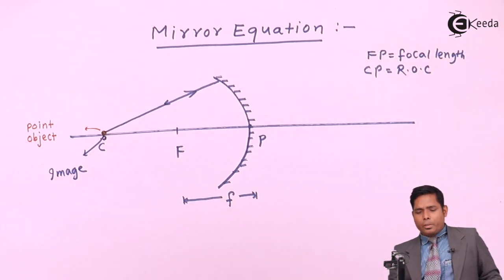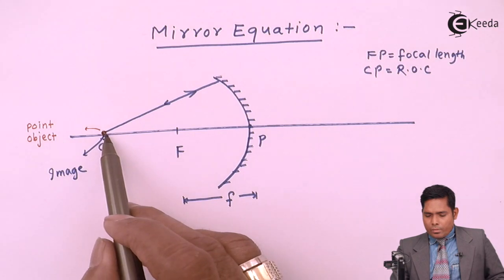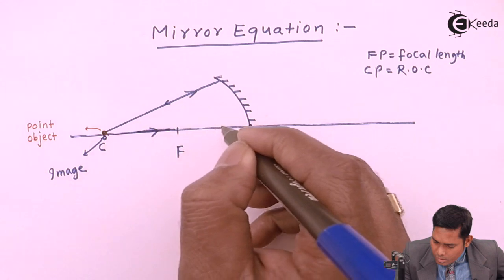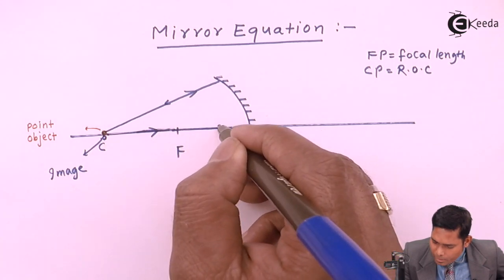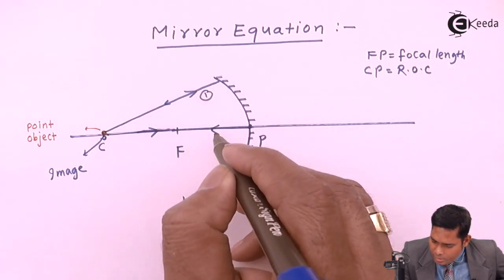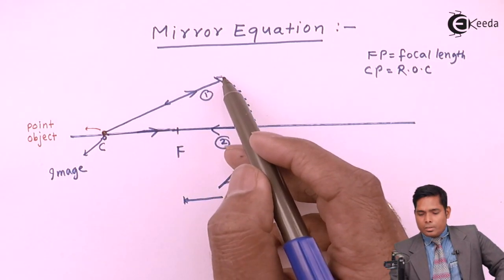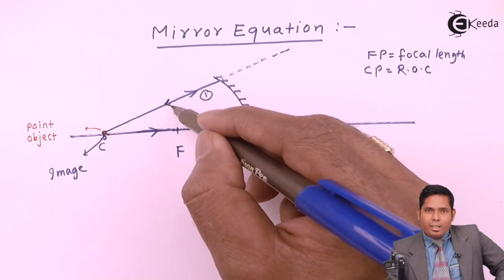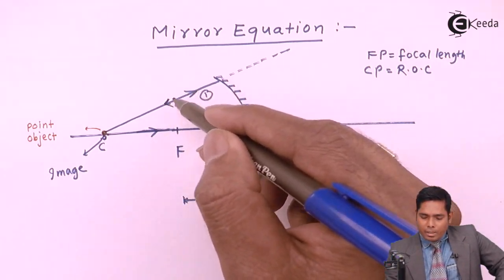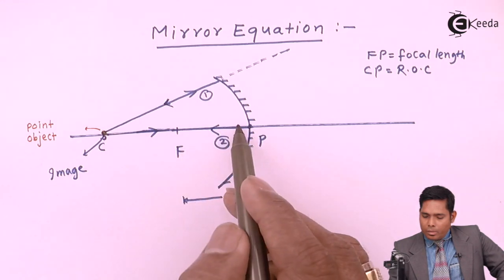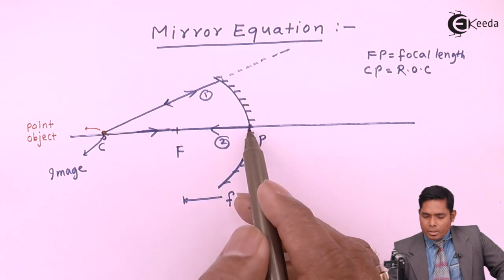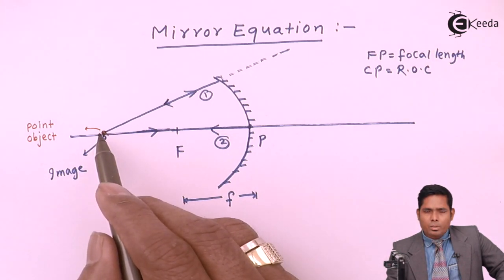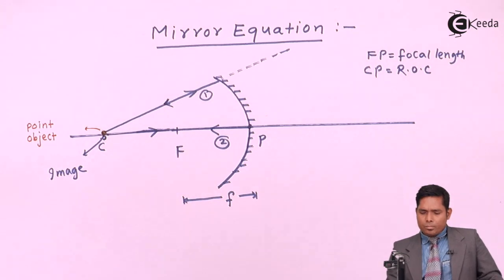The point object will have a point image, because one ray, if I consider from here, will move straight toward the pole and will be reflected back. This is the first ray and this is the second ray. The first ray is reflected, and this is also known as the normal. So the ray travels back in the same direction, comes to this point, and one ray coming from this point also meets here. So when these two reflected rays meet, they form the image. So here the image is formed.